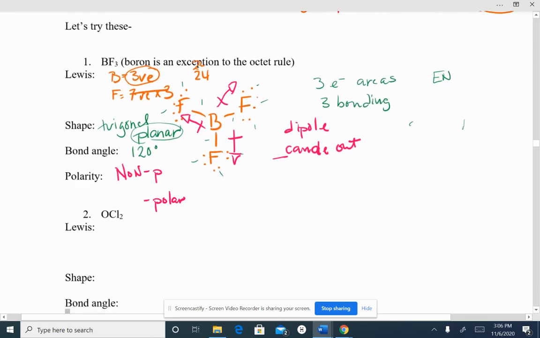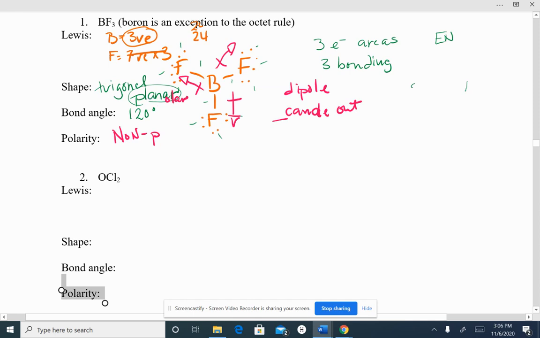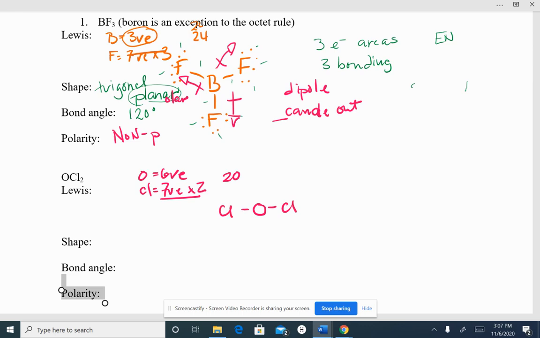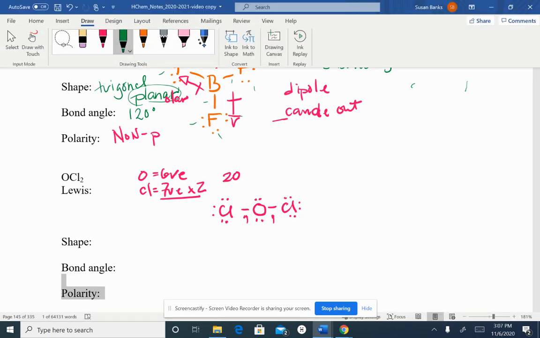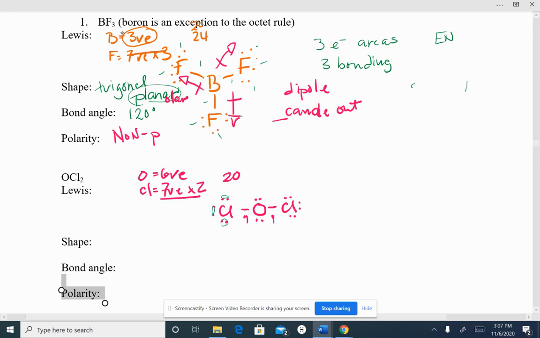Okay? So let's look at oxygen dichloride. Oxygen has 6 valence electrons. Chlorine has 7 valence electrons, and I've got 2 of them. So 14 plus 6 will give me 20. Oxygen's going to be in the middle. I've already got 2 for this chlorine, so I'm going to need 6 more to fill its octet. Same for the other chlorine. And oxygen has 2 on this side as well, so it's going to need 4 more to have its octet. Have I used all 20 of my electrons? 2, 4, 6, 8, 10, 12, 14, 16, 18, 20.